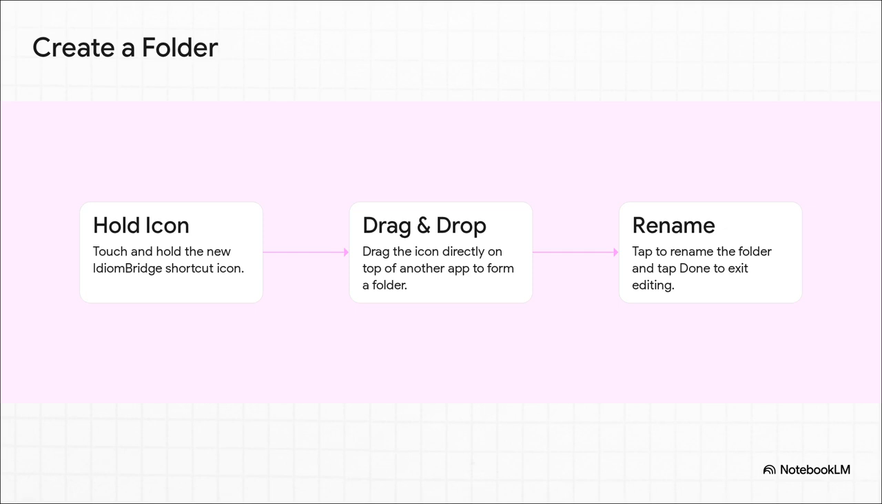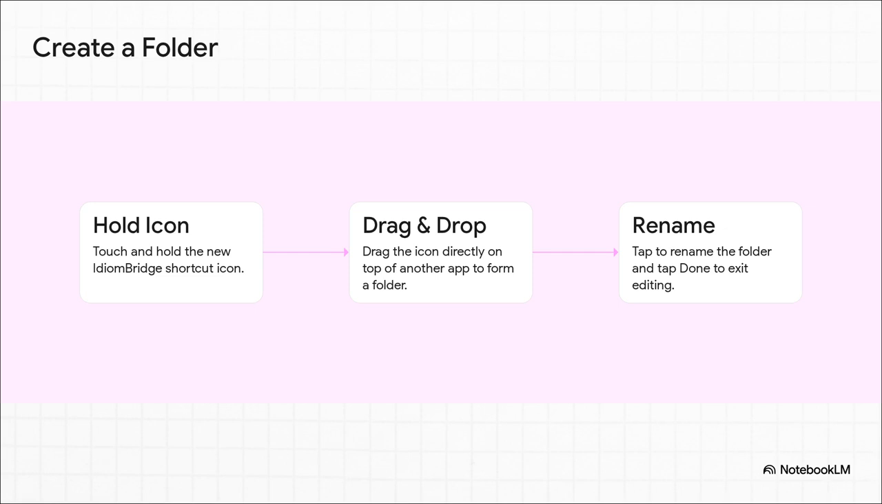Step 2. Keep your finger held down and drag that IdiomBridge icon directly on top of another app that you want to group it with. Maybe you've got a dictionary app or another language tool. When you hold it there for a second and then let go, your phone is automatically going to absorb them both and form a brand new folder.